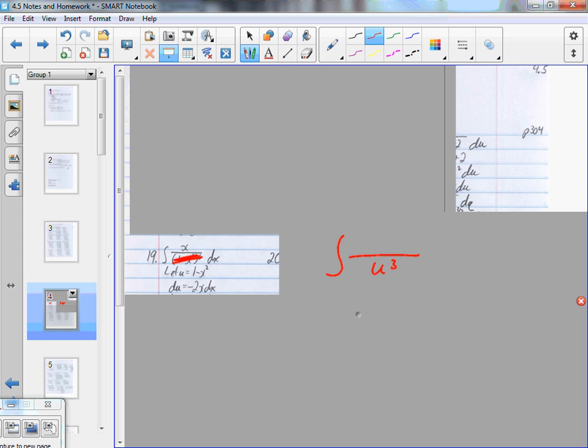And I need to get x dx, because that x is in the top. That's just a regular x, right? A number in the numerator is just a regular old number, so I need to replace x dx. I've almost got that. All I've got to do is multiply both sides by negative 1/2. So that means the x dx gets replaced with negative 1/2 du.